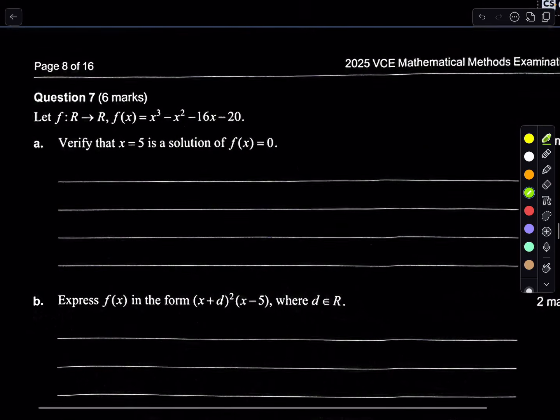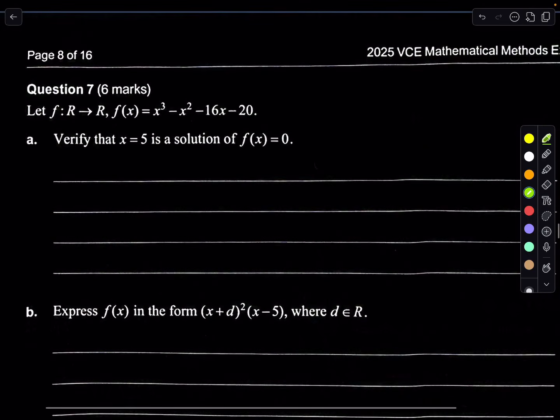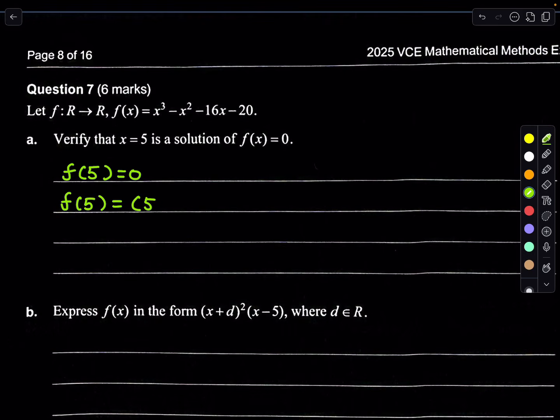So let's do that. When you sub in x equals 5 into the function, if it equals 0, then it is a solution. So we just need to double check that first. What is f of 5? It'll be 5 to the power of 3 minus 5 squared minus 16 times 5 minus 20. Okay, 5 to the power of 3 is 125.